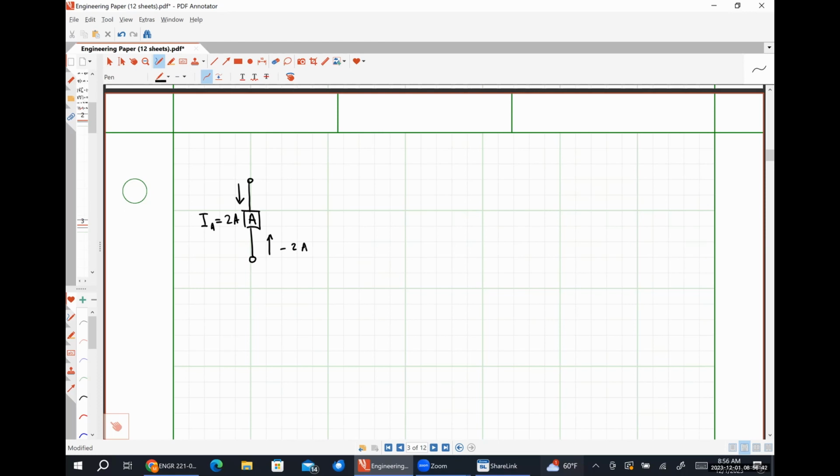All right, so any questions about representing currents? Magnitude and an arrow indicating the direction. If we want to get rid of a negative sign, change the direction of the current.